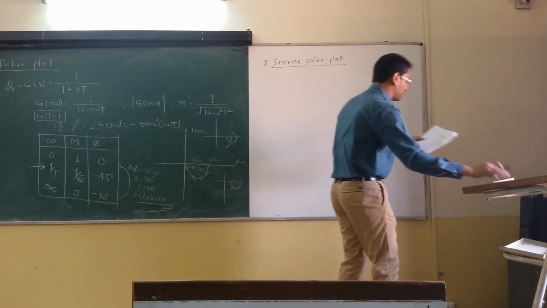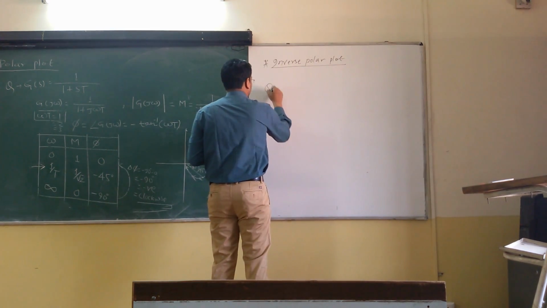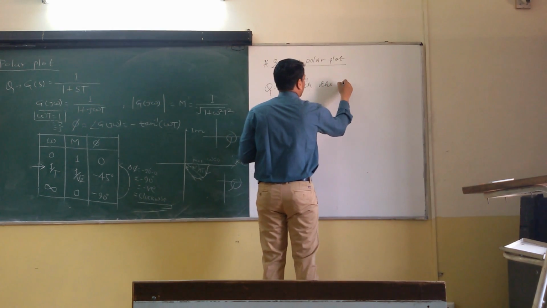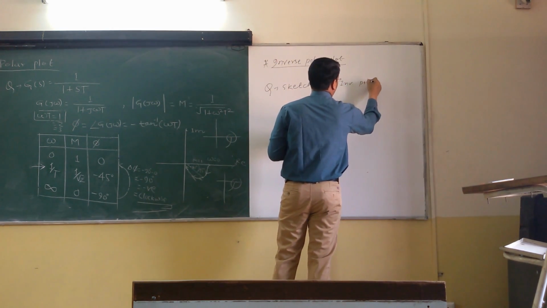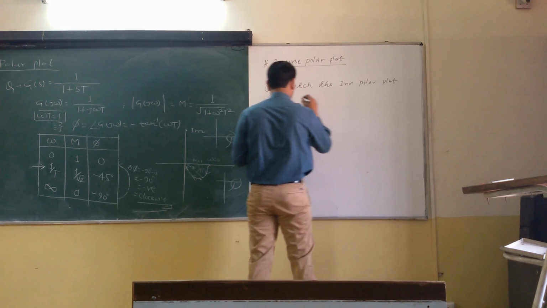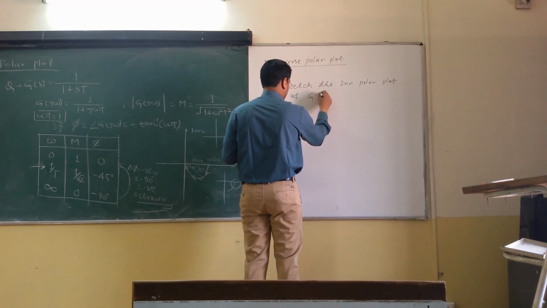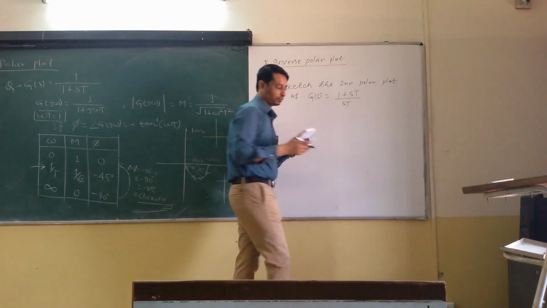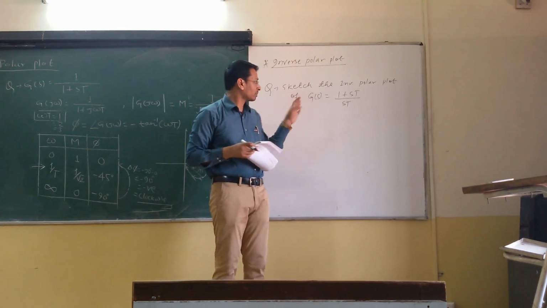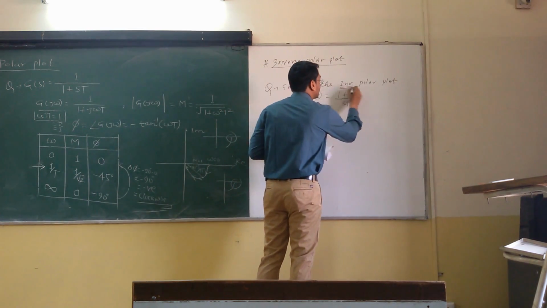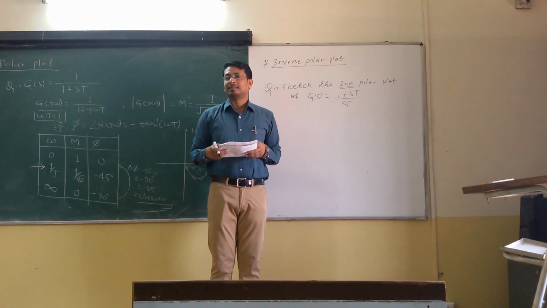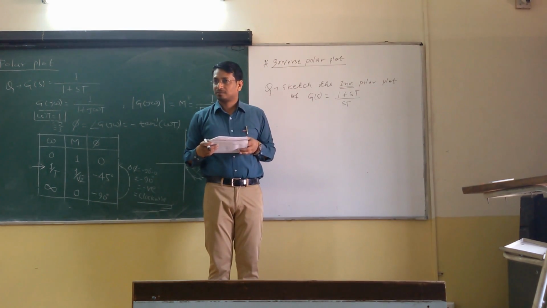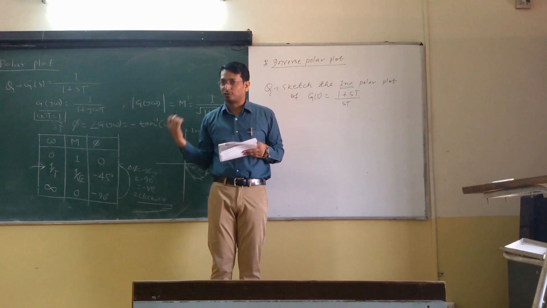I am going to start with a question: sketch the inverse polar plot of G(s) = (1 + sT)/(sT). Correct? If the word inverse is mentioned in your question, it means you have to plot G inverse(s), and the rest of the analysis is similar to that of the polar plot.